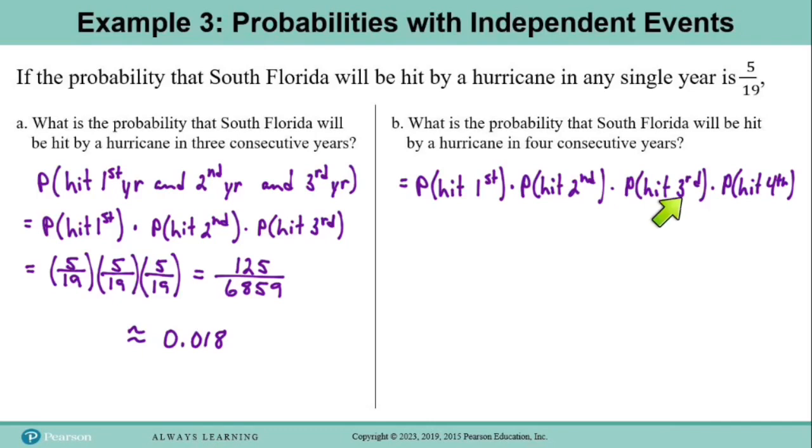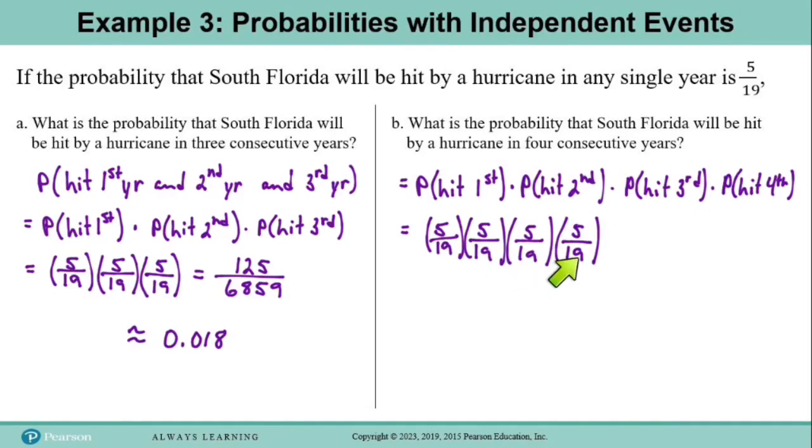Okay, and for each one of these years, the probability that they will be hit is 5/19. So that would be 5/19 times itself times itself times itself, and that value comes out approximately 0.005 if we round off to 3 decimal places.